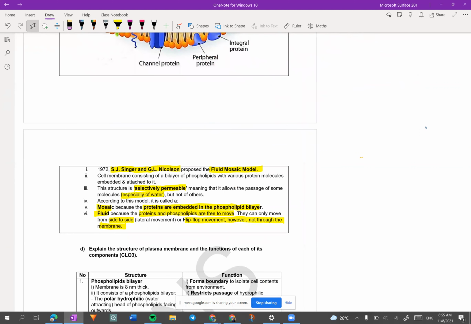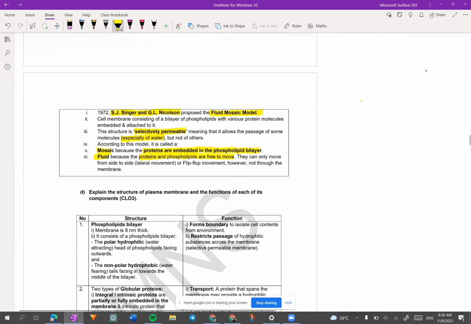Okay, so anyway, that's the thing. Yang lagi penting adalah you cakap the fluid, dia fluid sebab protein and phospholipid are free to move. Kalau mosaic, protein embedded in the phospholipid bilayer.